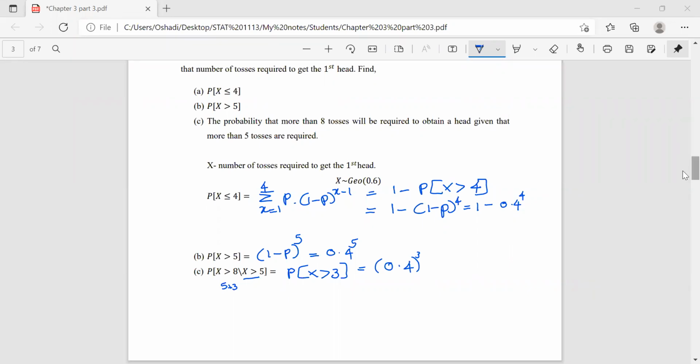Someone has asked me to explain part C again. The probability that more than 8 tosses will be required to obtain a head, given that more than 5 tosses are required.